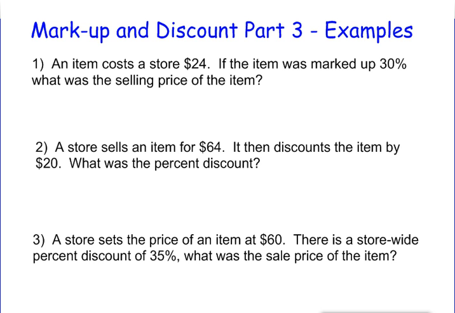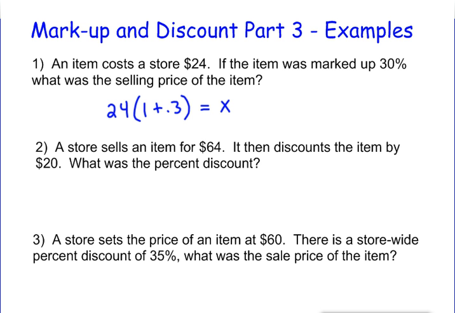All right, in the first one, it says an item costs a store $24. That's the cost. It was marked up 30%. You want to know the selling price. So using equation number 2, we would say $24, the cost, times 1 plus the markup percent, which is 0.3, is going to equal the selling price X. And so it's a very simple equation. Once you know those formulas, it's a very simple problem to solve.